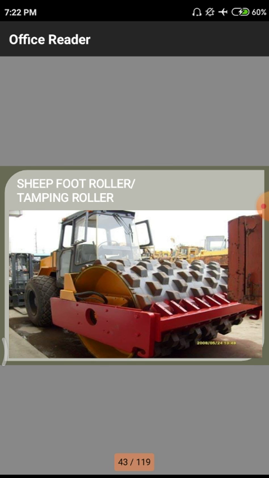Next we have the sheep foot roller, or tamping roller. This is the typical diagram for the sheep foot roller. The front wheel has a different diameter from the back wheel. In the front wheel we have some irregular spaces at regular intervals. In the first layer we have some void-like spaces, after that some amount of gap, and after that some material arranged on the roller. This kind of roller is normally called a sheep foot roller.